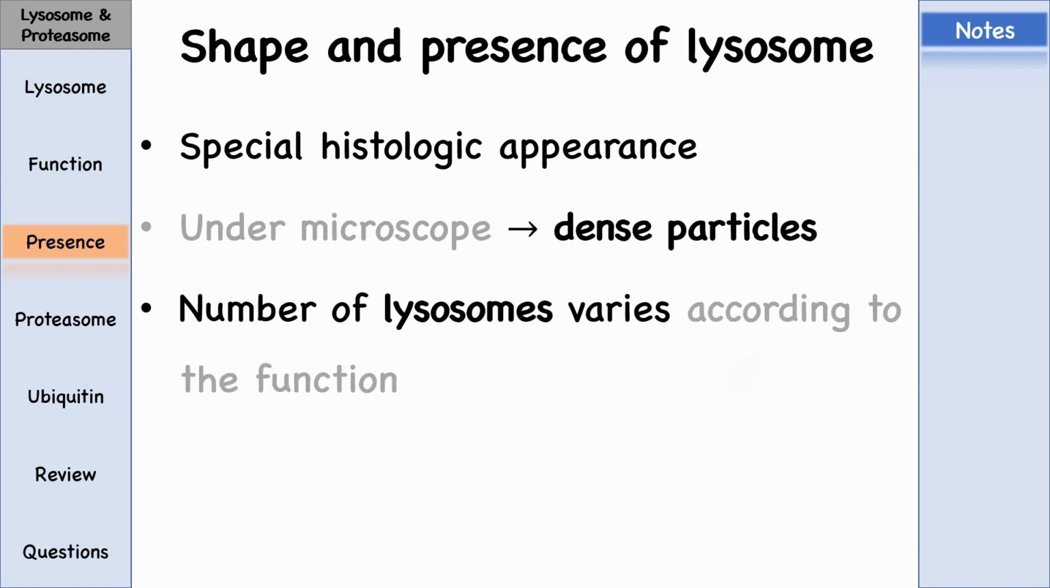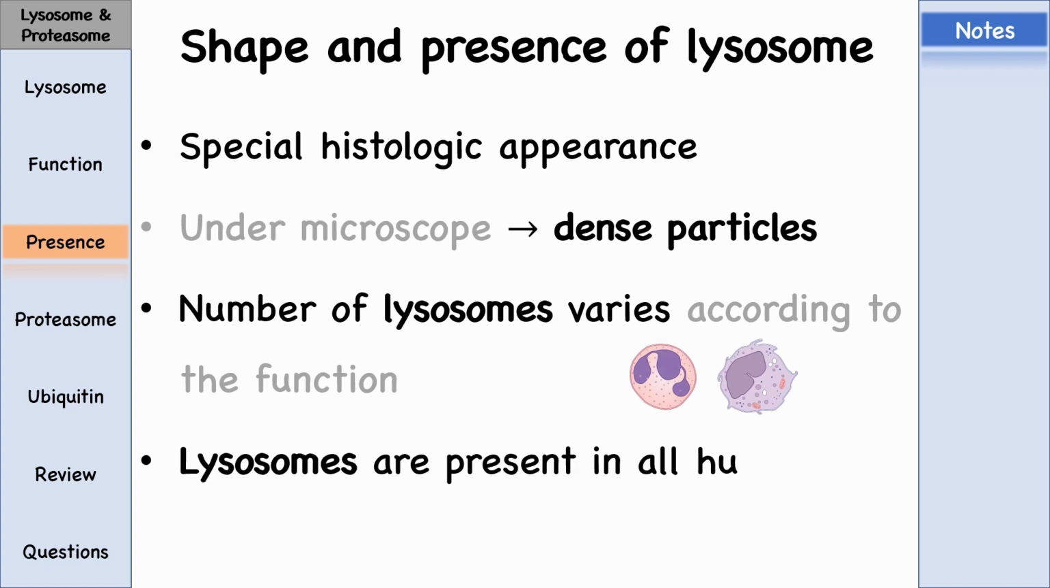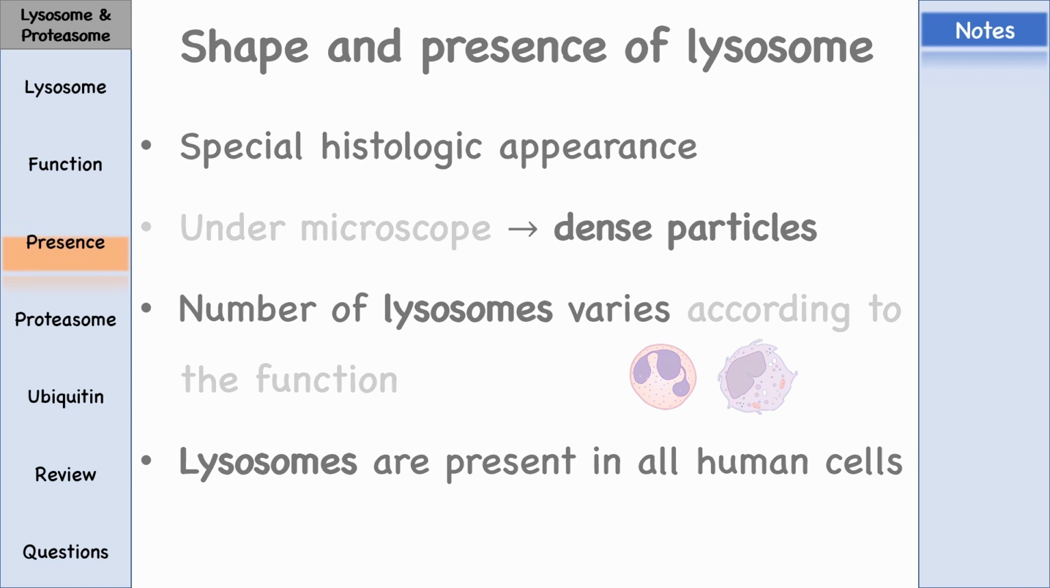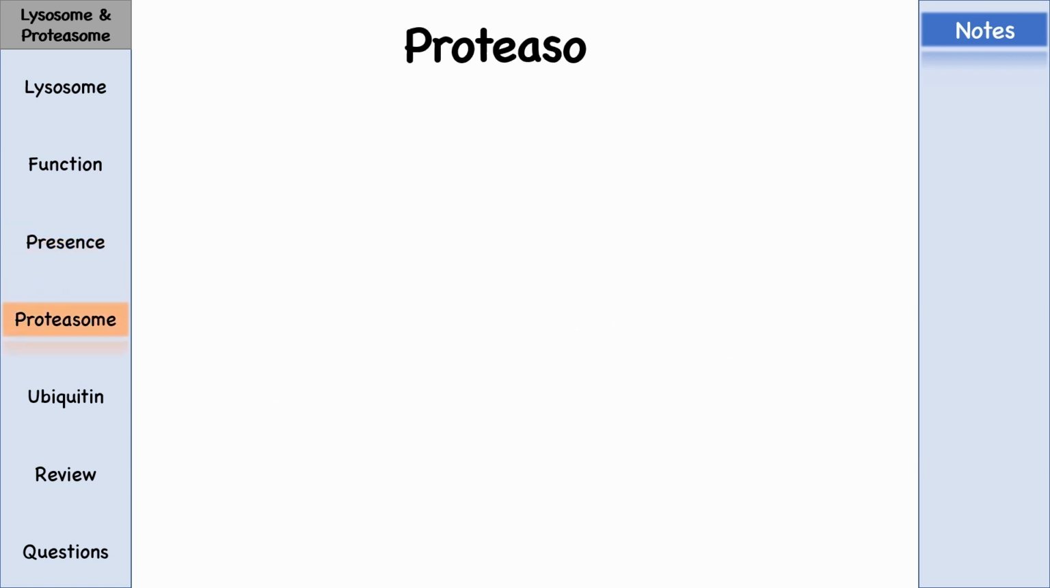As you can guess, they are present in large numbers in white blood cells that fight foreign bodies and phagocytose dead cells. But in general, lysosomes are present in all human cells. That was some information about the lysosomes, and we will learn more in biochemistry, metabolism, and pathology. Now let's move to the proteasome.